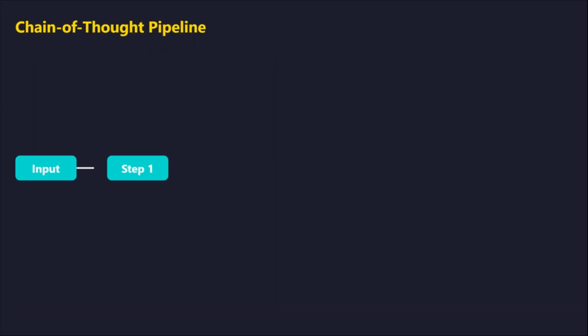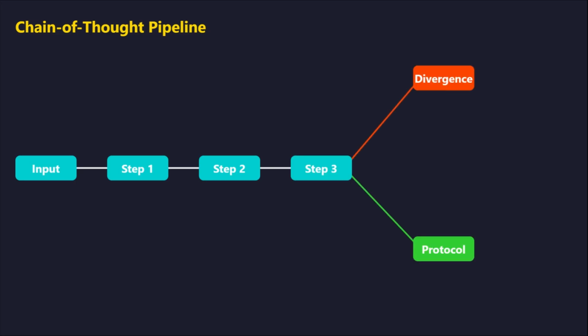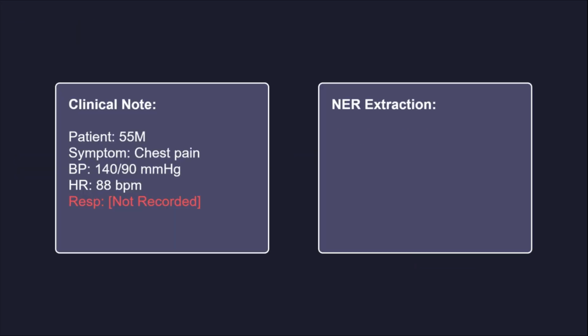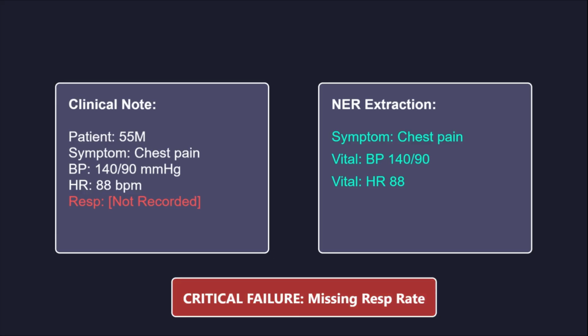Force the model to output its intermediate reasoning steps. This allows analysts to pinpoint exactly where the clinical logic diverged from the established protocol. Evaluate the model's ability to extract symptoms and vital signs correctly. Any omission of a primary diagnostic criterion must be flagged as a critical failure.